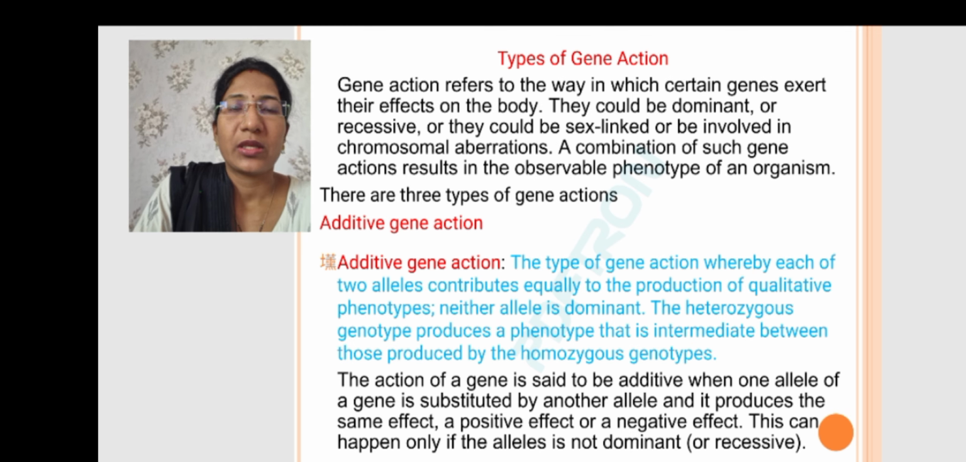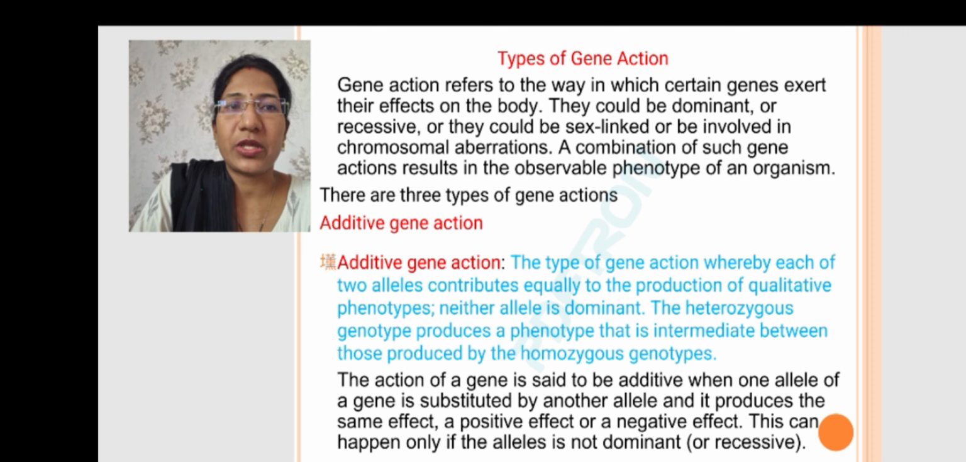The first is additive gene action. What is meant by additive gene action, and how does it play a role in gene action? This is the type of gene action whereby each of the two alleles contributes equally to the production of qualitative phenotypes. Neither allele is dominant. The heterozygous genotype produces a phenotype that is intermediate between those produced by the homozygous genotypes.